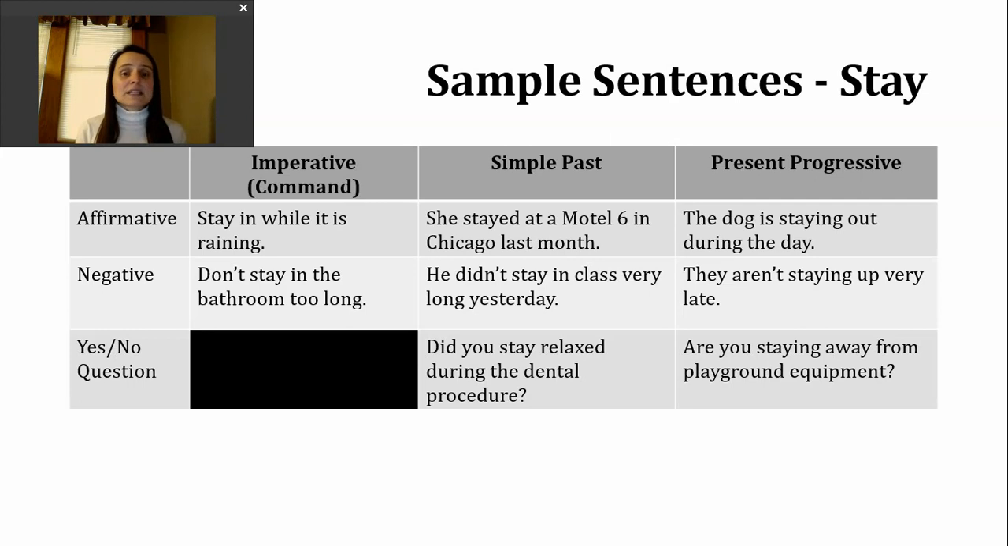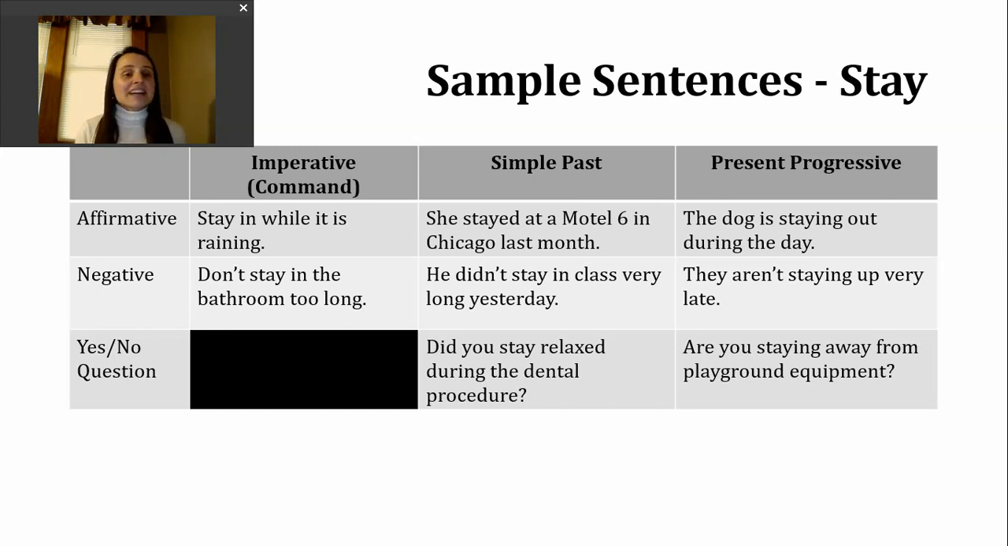To make negative with simple past tense, we're going to use did not and then the base verb. Here's an example of that. He didn't stay in class very long yesterday. And if we want to make a question in the simple past tense, just a yes or no, we're going to start with did, then our subject, then the base verb. Did you stay relaxed during the dental procedure?